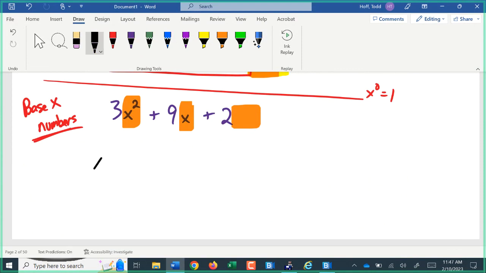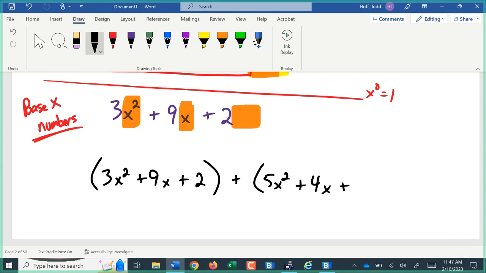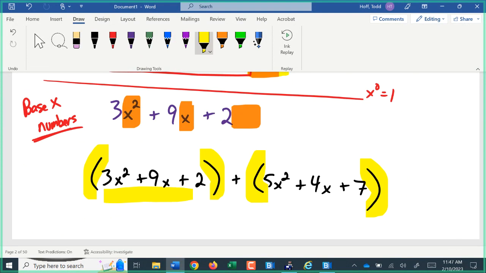And when we go to add them, we might take our 3x squared plus 9x plus 2 and add it to 5x squared plus 4x plus 7. Now, first of all, here, those parentheses are not enclosing symbols here. Remember, we said parentheses do other things. Here, the parentheses are just separating those numbers. Just like when we worked with negatives with our integers, the parentheses told us that was times a negative number, not subtracting that number. Same type of thing here. Those parentheses are telling us that we have two separate numbers that are being added together.